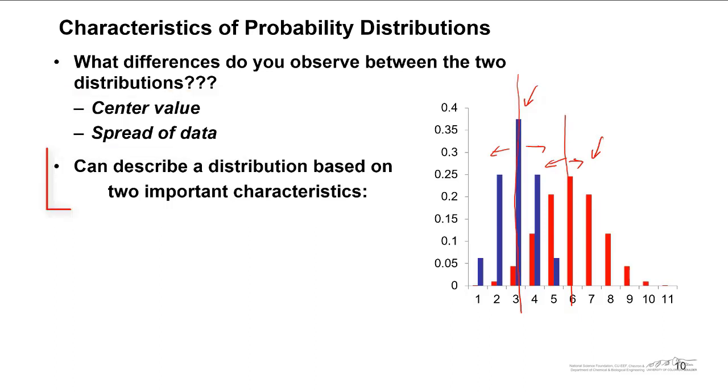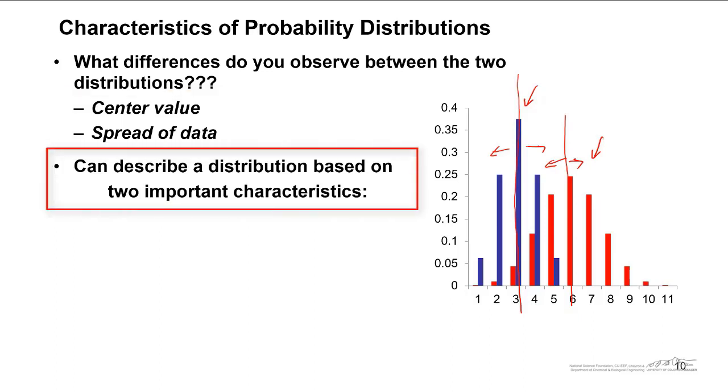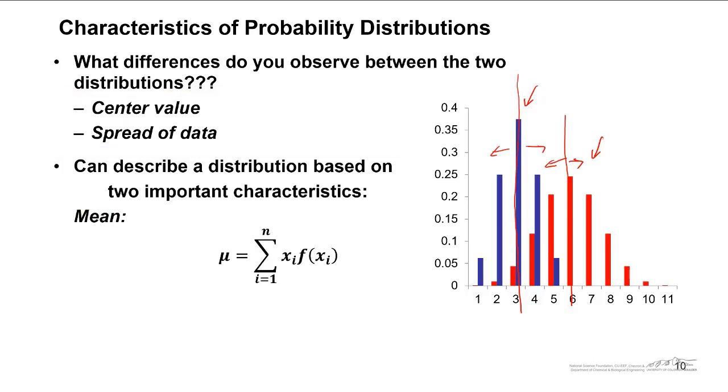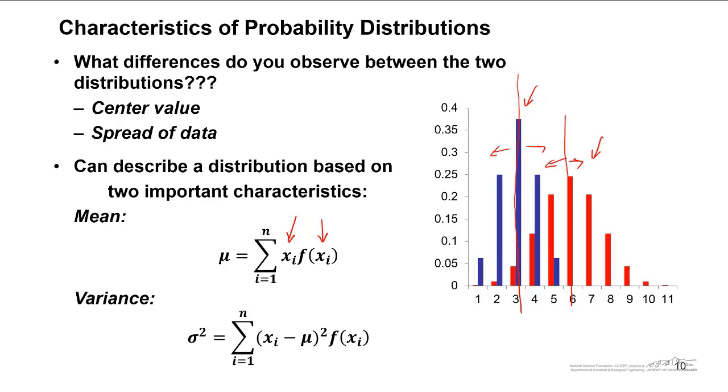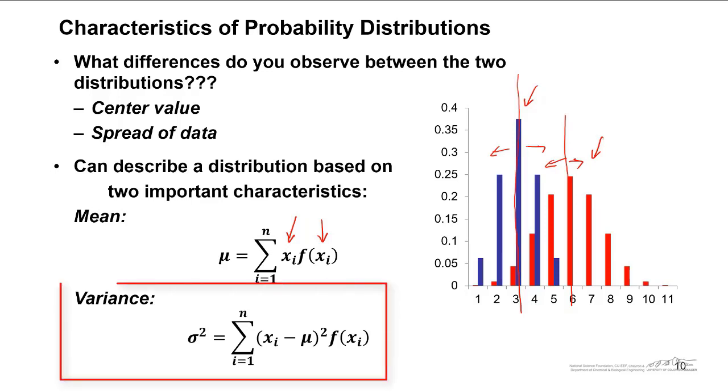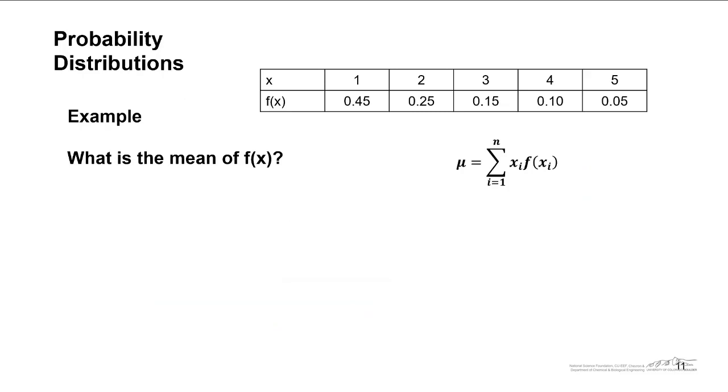We can describe these distributions with two important characteristics. The first one is the mean. The mean is just a weighted average of each of the x values multiplied by its probability density. And we'll go through an example here in a minute. Variance is how far each x value is from the mean. We square that, and then we multiply by the probability distribution. So let's take a look at this.